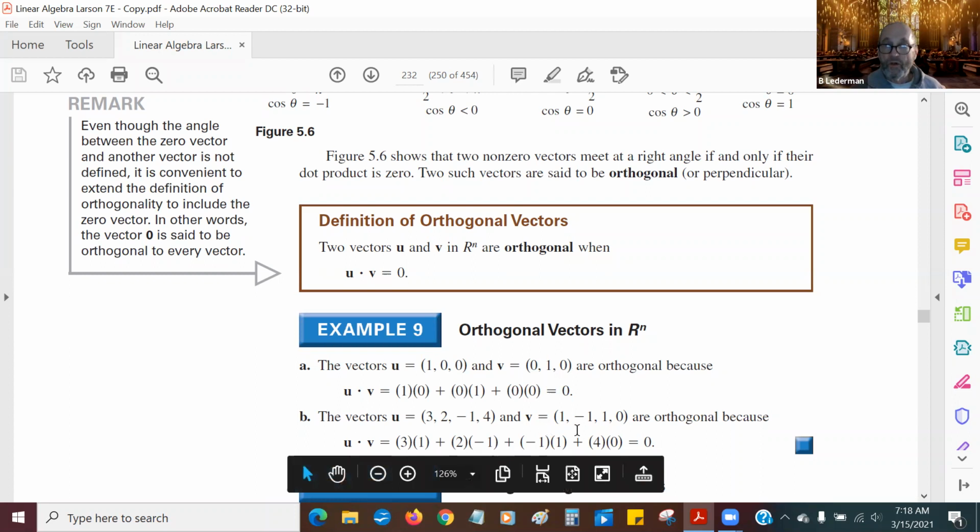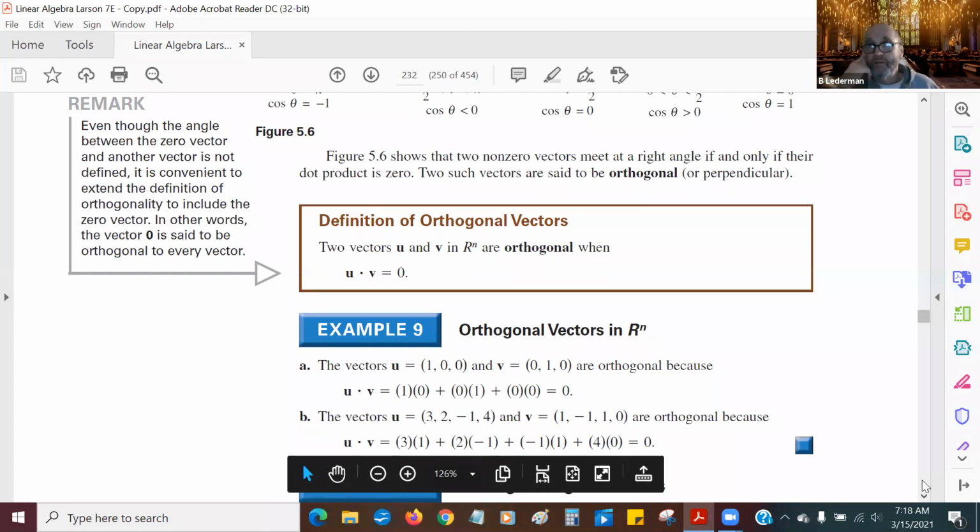But now we're looking at R4. Again, there's no physical embodiment of this. If you want to show that these two vectors are orthogonal, we do the dot product, and we get 3 times 1, 2 times -1, -1 times +1, and then 4 times 0. That comes to 3 minus 2 minus 1 plus 0, which equals 0. So these two vectors, whatever that means physically, don't worry about it, are orthogonal according to our definition of orthogonality.